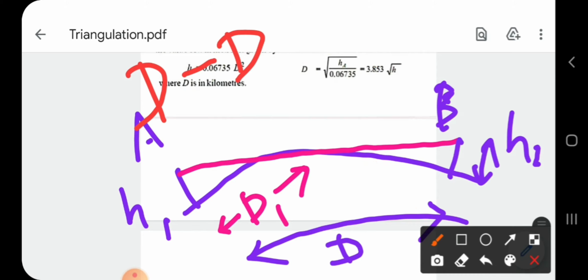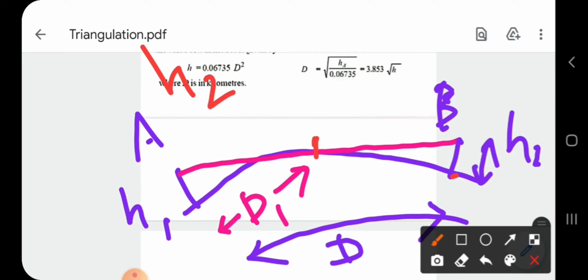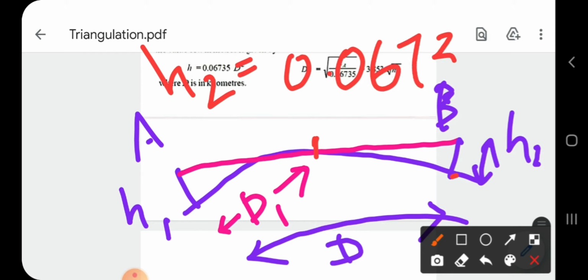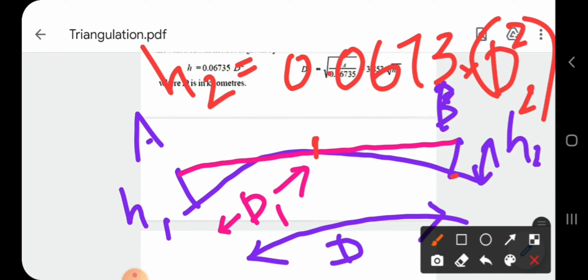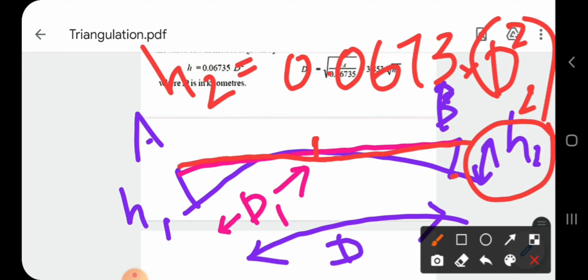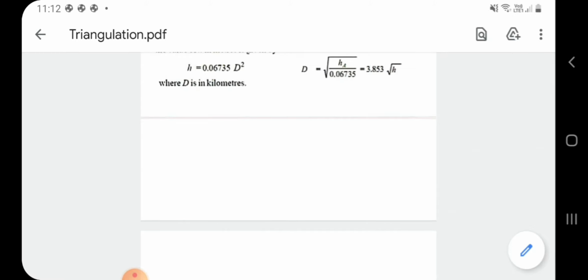So if we get the distance d2, that is the distance from the horizon point to the next station, and if we know d2, then we can find h2. That is, h2 will be equal to 0.0673 d2 squared. Then we can find the height of the line of sight at the next station, station B. That is how we do this.